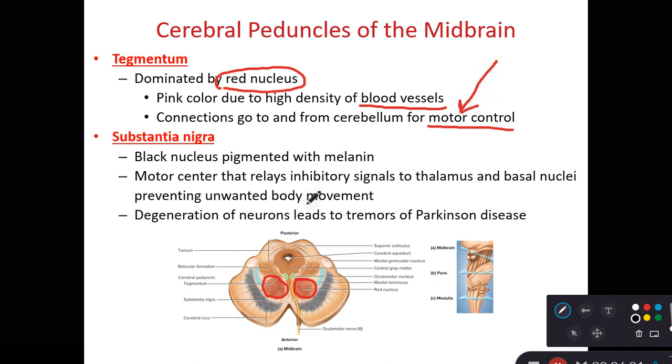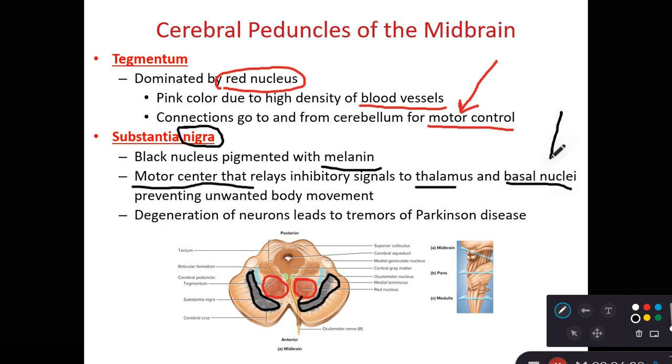We also have the substantia nigra because of this root word nigra, meaning black. I'm going to use the black color. Think of it as the black substance. So as we look at the substantia nigra, it's going to have a darker coloration within the midbrain. The substantia nigra is pigmented with melanin. Melanin is that pigment that gives us the dark brown black pigmentation to our skin. So think all the way back to the integumentary system, melanin being produced by the melanocytes. The substantia nigra is a motor relay center. So it relays signals from the thalamus and basal nuclei.